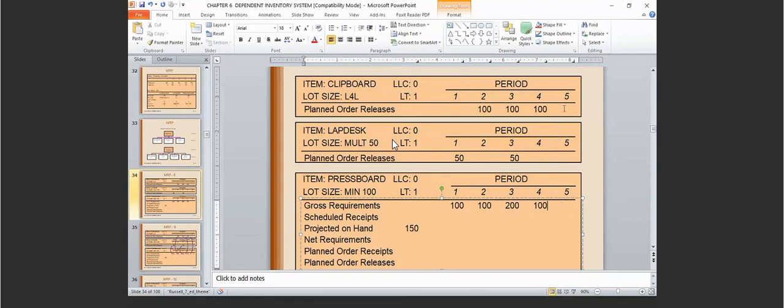And for period 5 here, there are no planned order releases for both MRP tables of the clipboard and lab desk. So we maintain the gross requirement for period 5. Okay.